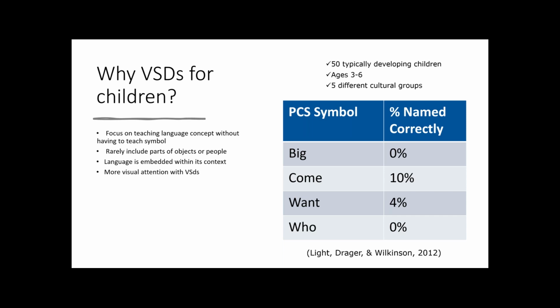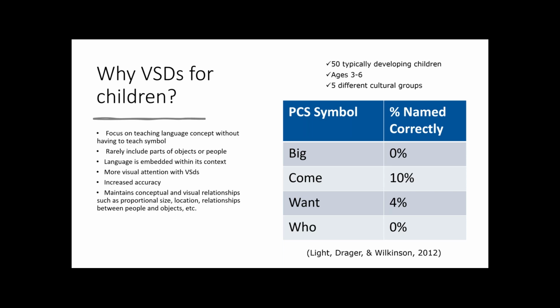We've also seen that there's typically more visual attention with visual scene displays. Children are really drawn to images with people, for example. They tend to look longer at visual scene displays and look through the pictures more than they do with some of the grid-based options that are out there. Some studies have showed that they're more accurate with visual scene displays as well, presumably because of things like the added context and keeping their visual attention sustained longer.